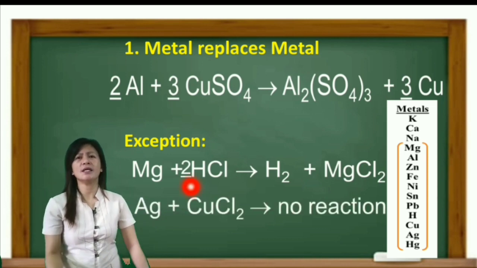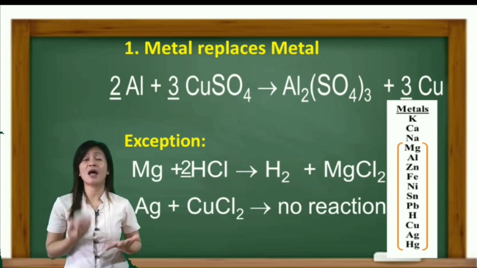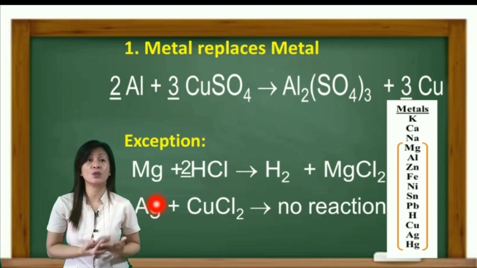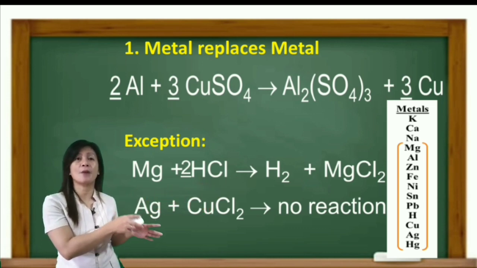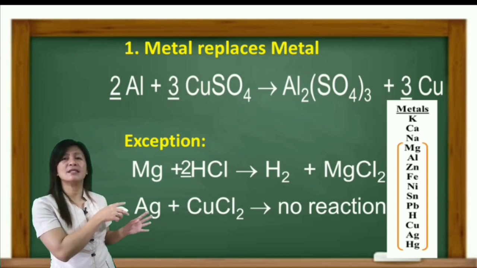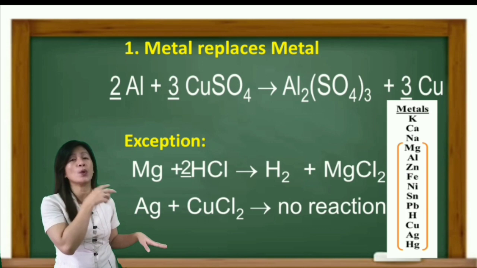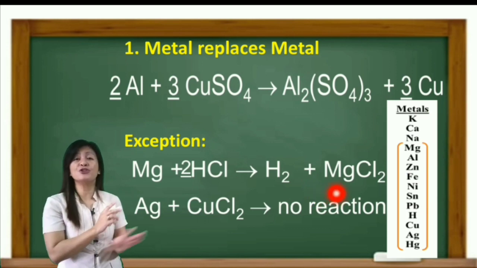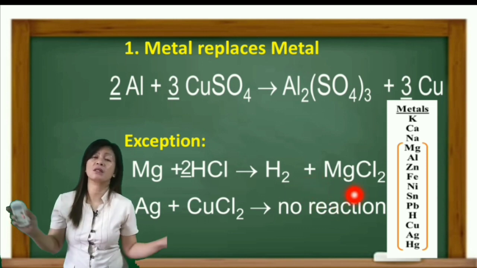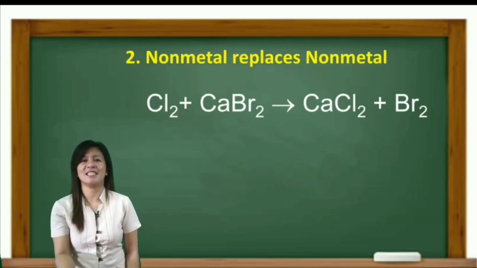Then putting 2 to balance the equation. Another exception is when that metal is less active than the element it will replace. For example, silver is a metal, and copper is the metal in copper chloride. So copper is more active than silver, or silver is less active than copper, so it cannot replace copper from copper chloride, and therefore no single replacement reaction is possible in this case.